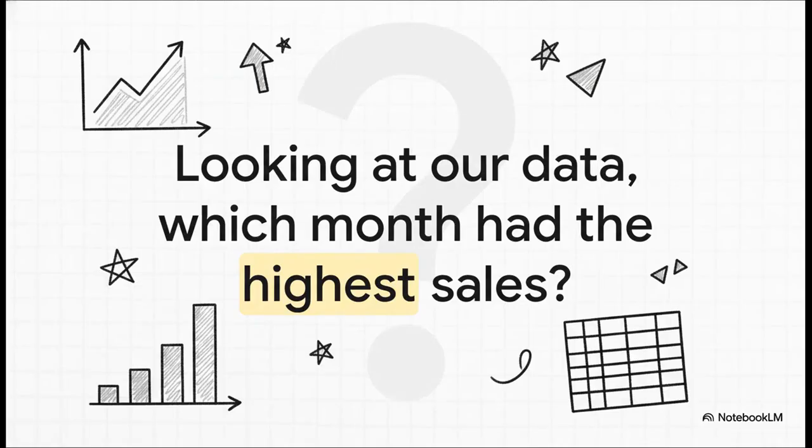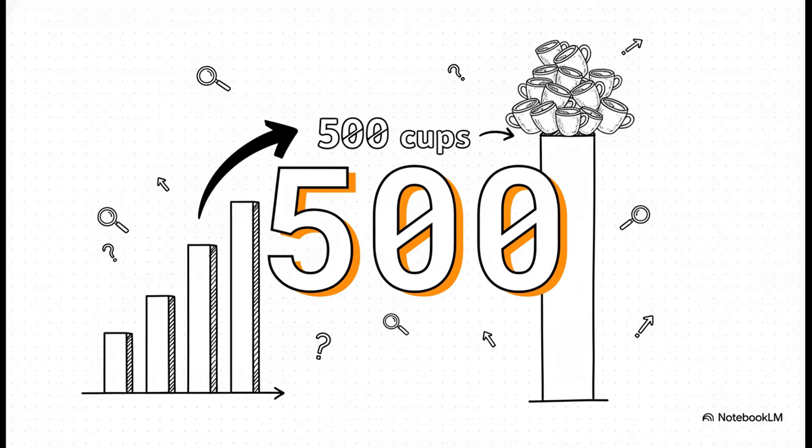All right, your turn. Pop quiz. I want you to look at the chart or the table, whatever you prefer. Based on the data, which month had the highest sales? Go on, I'll give you a second. You got it. It was April with 500 cups sold. And this just brilliantly shows the power of a visual chart. You probably didn't even need the table, did you? You could just look for the tallest bar. Our eyes are just naturally drawn to stuff like that.